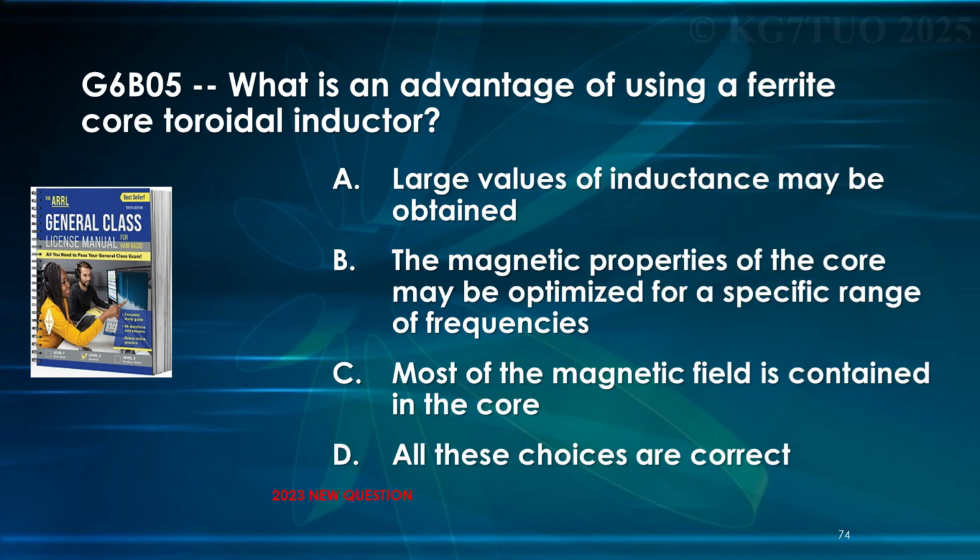What's an advantage of using a ferrite core toroidal inductor? A ferrite core toroidal inductor. So a toroidal inductor is just a coil. So a ferrite core has got an iron core in it. What's it going to do to that inductor?